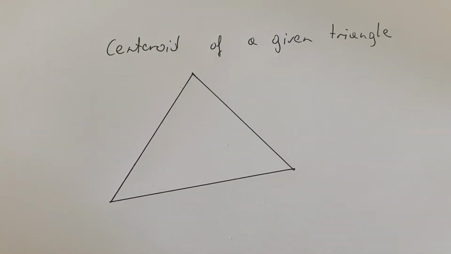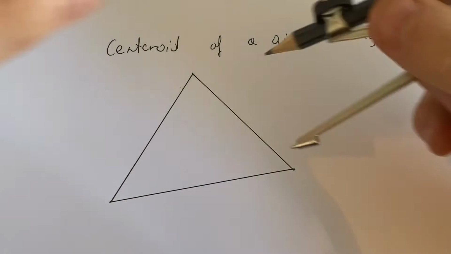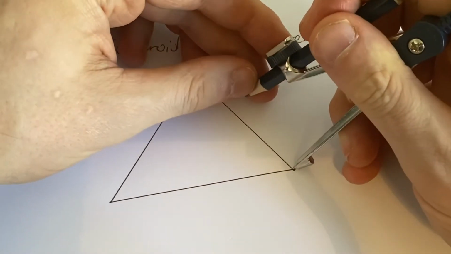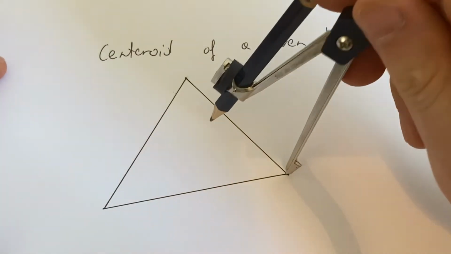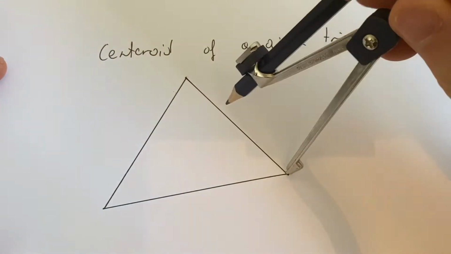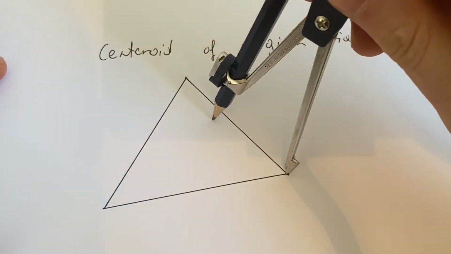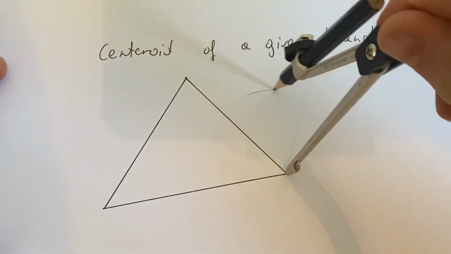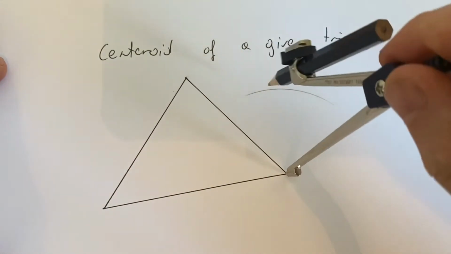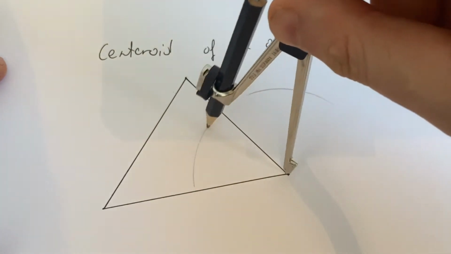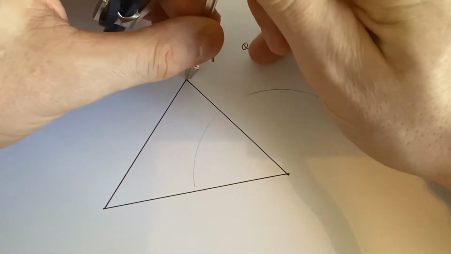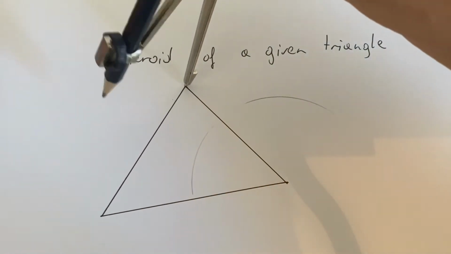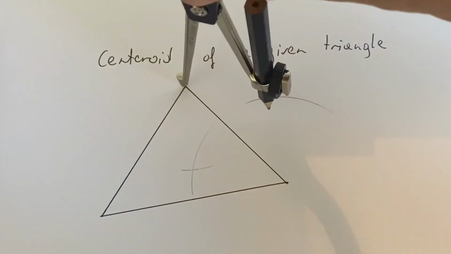As always, starting with the midpoints, I'm putting the leg of my compass at one vertex, and I'm going to draw two traces in such a way that the width of the compass is greater than half of the width of the segment, drawing the traces on both sides of the segment. And I'm going to repeat the same procedure, without changing the width of the compass, on the opposite side of the segment, at the opposite endpoint of the segment.